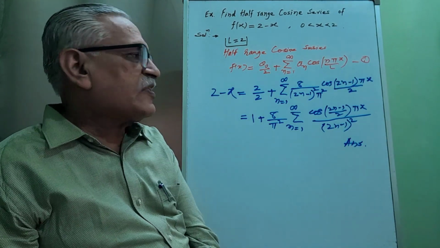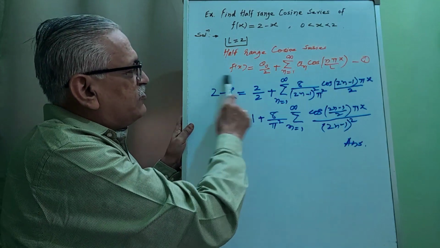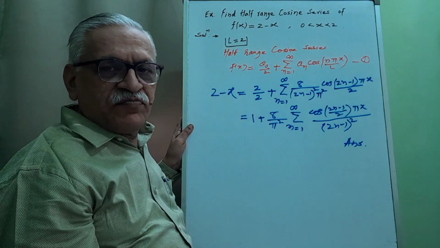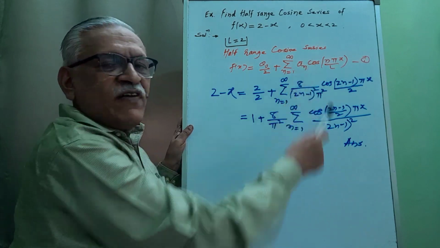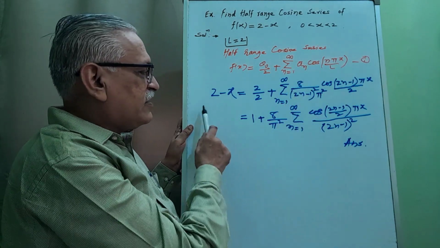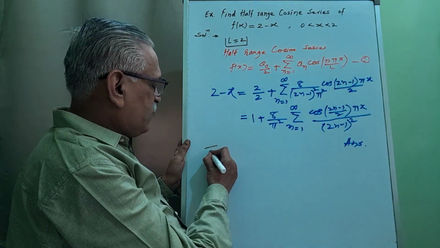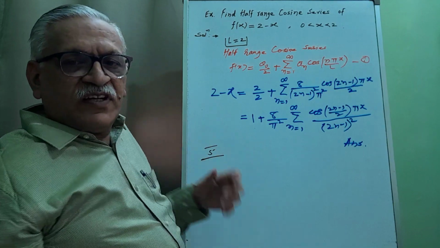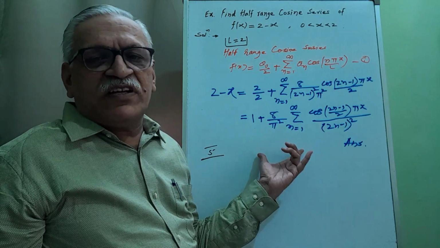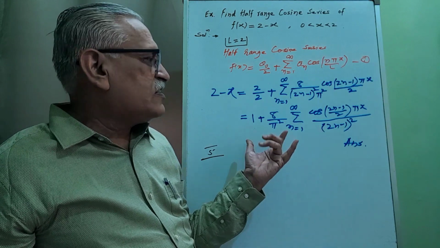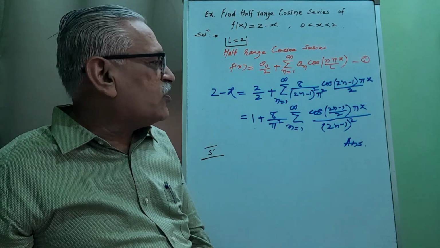Scheme of marking. Generally the problem is asked for 5 marks: 1 mark for this formula, 1 mark to find the value of a0, 2 marks to find the value of an, and the last 1 mark for the final answer. Therefore, total 5 marks. Is it difficult? No, it is very, very simple. You only have to remember the steps. Go step by step, then only you will be able to solve it correctly.